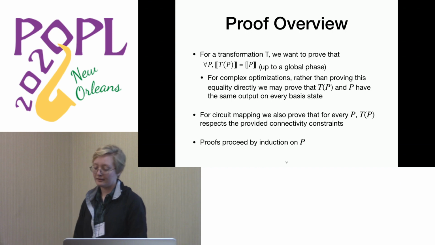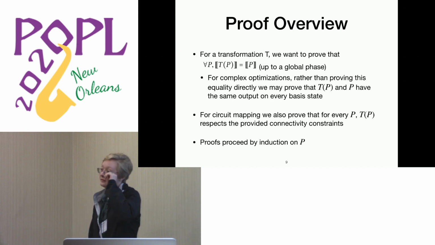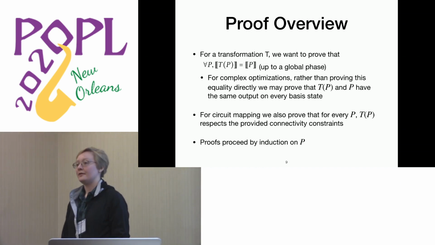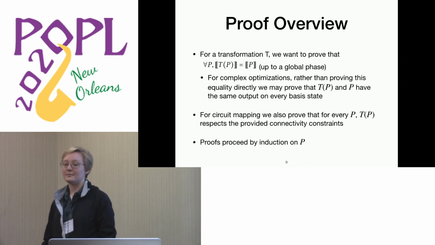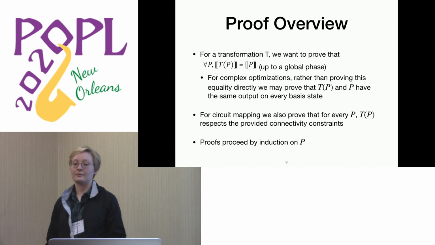So what we want to prove is semantics preservation. This means that for any program P, the transformation applied to P has the same denotation as the original program. And this equality here might actually be up to a global phase.